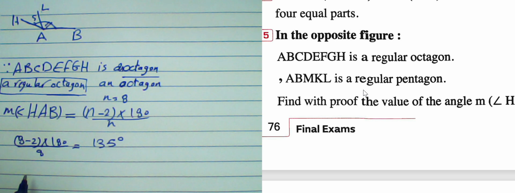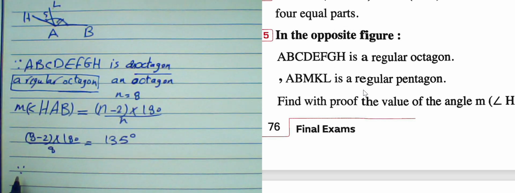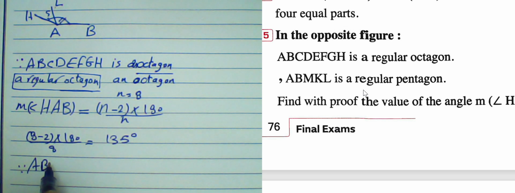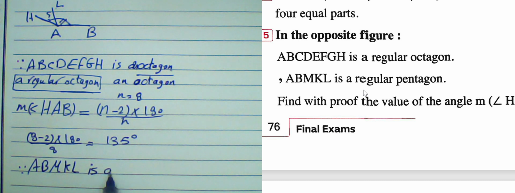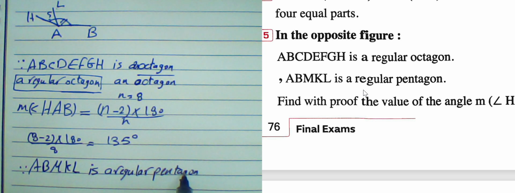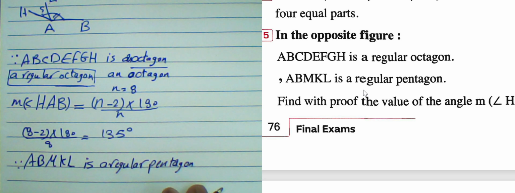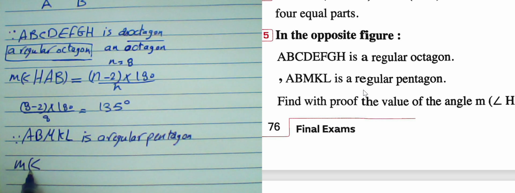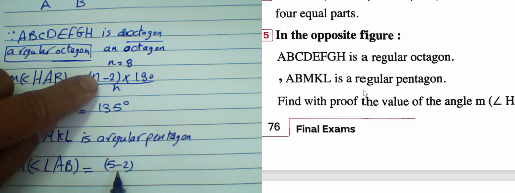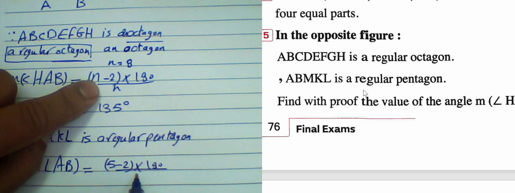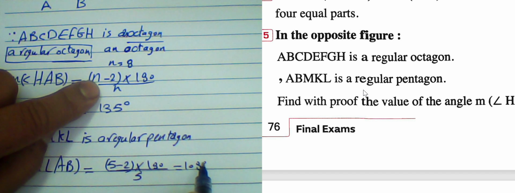And next step, you can write a pentagon. We have a regular pentagon like that. ABMTL is a regular pentagon. You can find the measure of angle LAB. Write the rule. 5 minus 2 product by 180 divided by 5. The result will be 108 degrees.